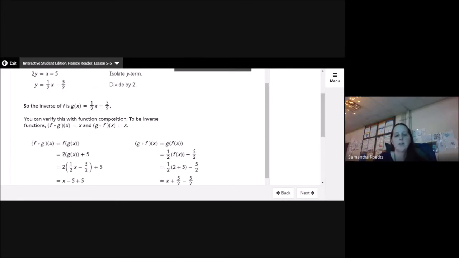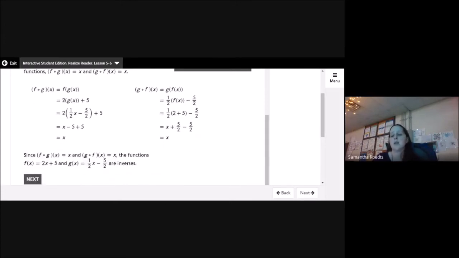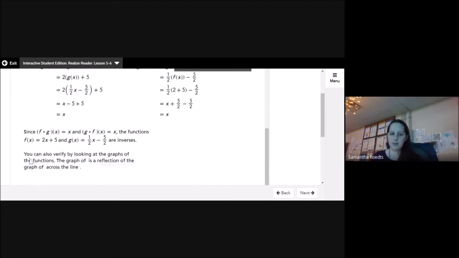So f of g of x is 2 times g of x plus 5. So 2 times 1/2 x minus 5 halves plus 5 should give me x, which it does. And g of f of x is 1/2 times f of x minus 5 halves. So 1/2 times 2x plus 5, minus 5 halves. So x plus 5 halves minus 5 halves is, of course, x. Since f of g of x equals x and g of f of x equals x, the functions f of x equals 2x plus 5 and g of x equals 1/2 x minus 5 halves are inverses.